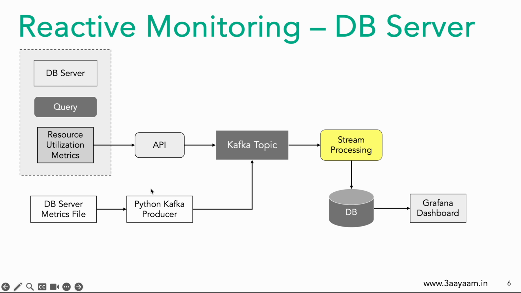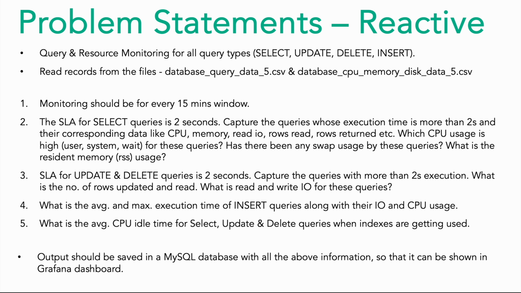For this particular portion, for the database server and API, we are not using any database server or any API for that matter, because we have database server metrics files. And what you have to do is that you'll have to read from these files, use a Kafka producer application, and send it to the Kafka topic. And this portion would remain the same. You do not have to worry about the Grafana dashboard. You'll have to do the stream processing and store it in a database. It can be any database of your choice. And this is what the requirements are for the reactive monitoring.